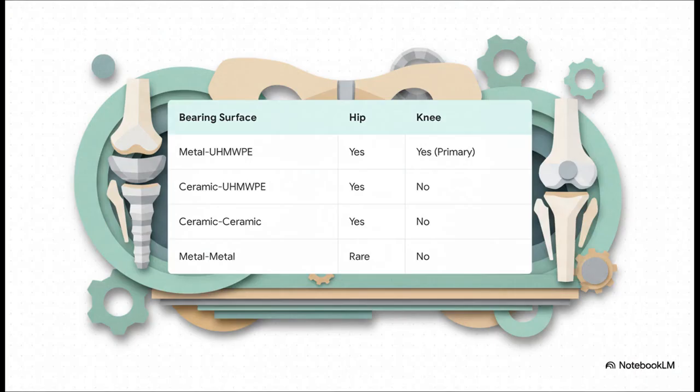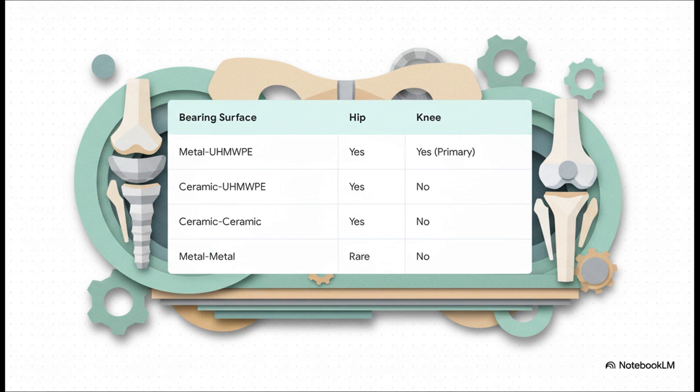This table is super helpful because it lays out the options side by side. And what I want you to notice right away is the huge difference between what's available for the hip versus the knee. For hips, we have multiple options, like super hard, low-wear ceramic on ceramic. But for the knee, it's almost always a metal femoral component rubbing on a special type of plastic, an ultra-high-molecular-weight polyethylene, or UHMWPE insert.